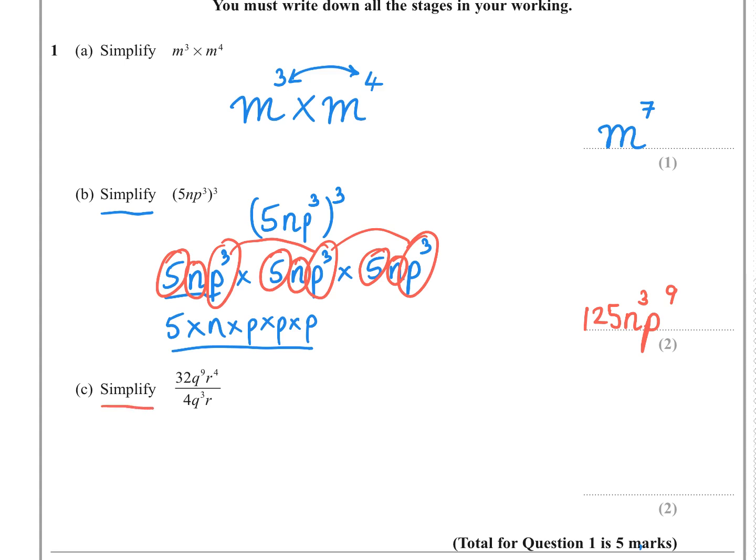Lastly, we have to simplify this expression, and we've got 32 q to the power 9 r to the power 4, all divided by 4 q cubed r. So let's start with the numbers first. 4's into 32 is 8. Q to the power 9 divided by q to the power 3. You take away the powers here, so you'd have 9 minus 3 is 6. And then r to the power 4 divided by r to the power 1, and 4 minus 1, that's 3.